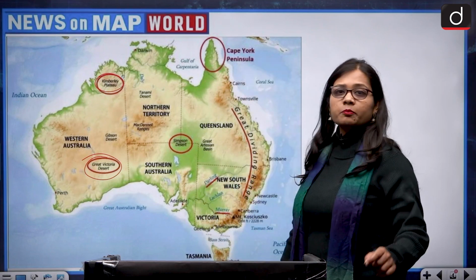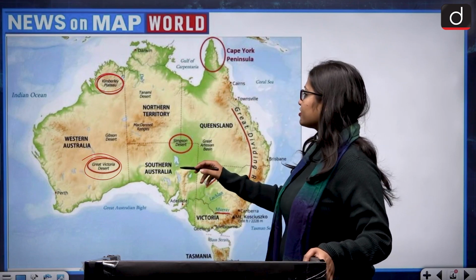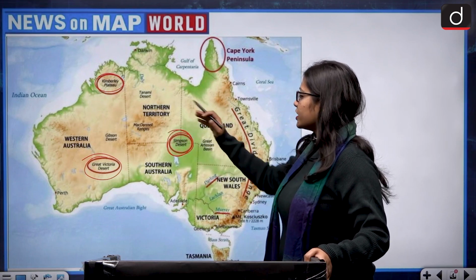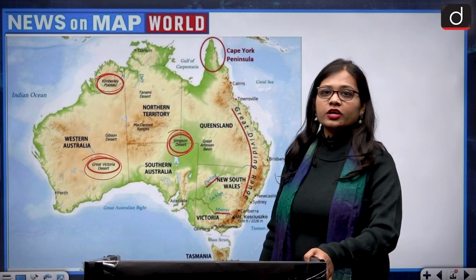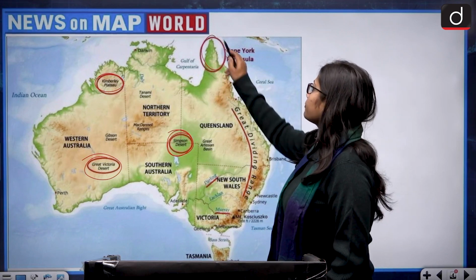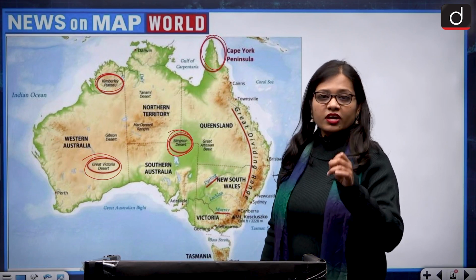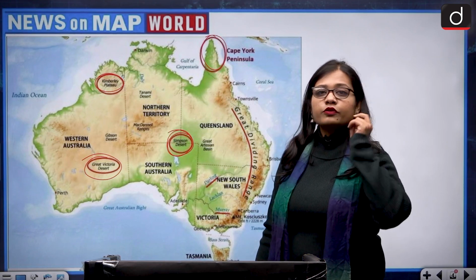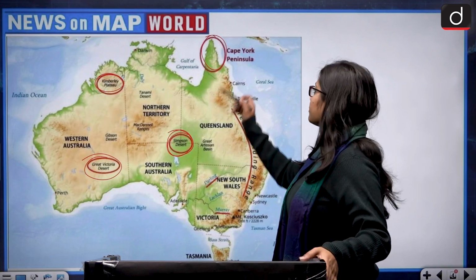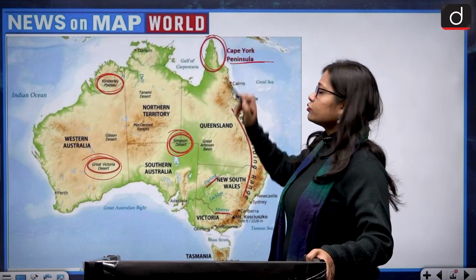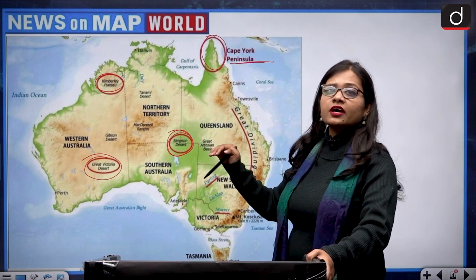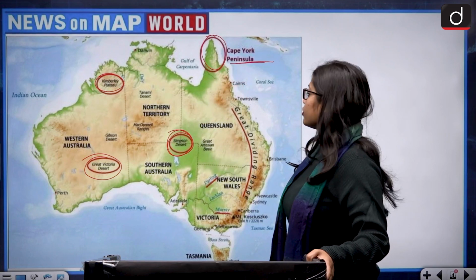Then comes the Simpson Desert. You can say the Simpson Desert is situated between Central Australia and Southern Australia. Then comes the Cape York Peninsula. Now a peninsula is something which is covered with water from 3 sides, and from one side it is connected with a landform. The Cape York Peninsula is also one of the northernmost points of Australia, situated at the northeast side.